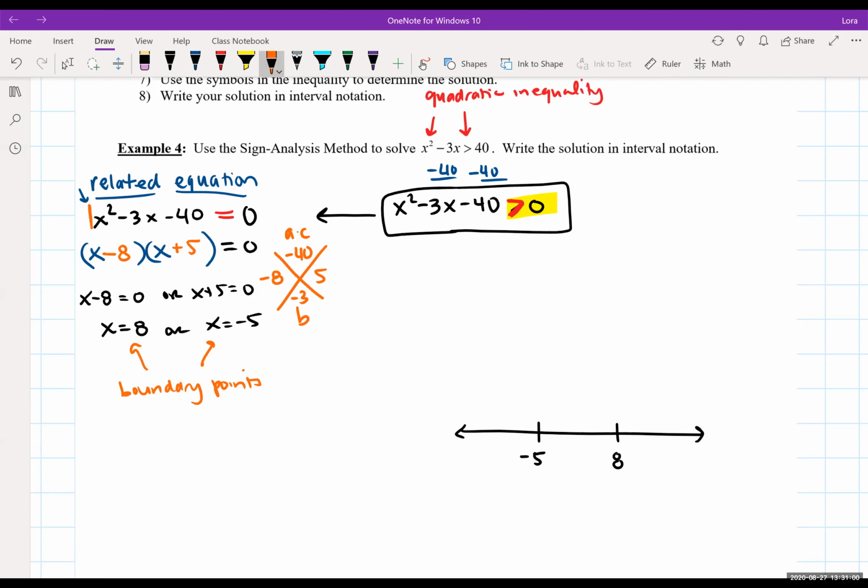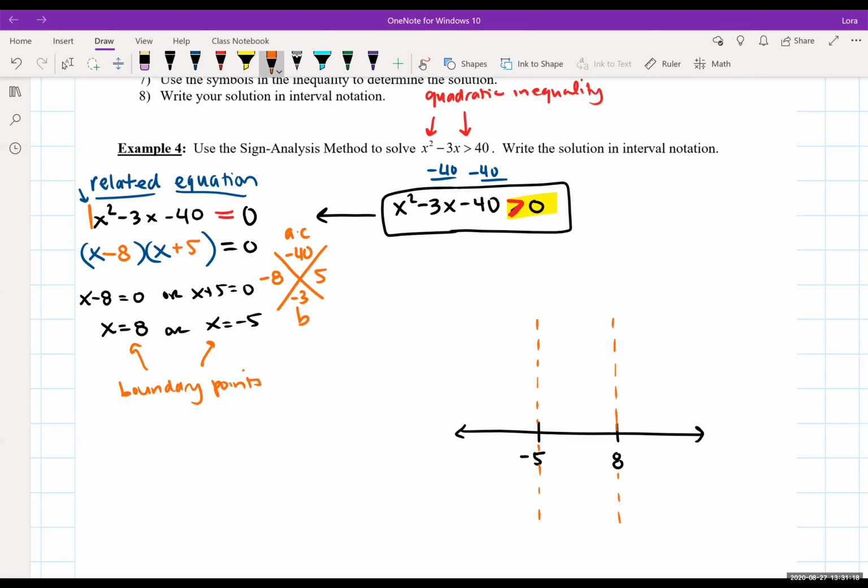After this, what these boundary points do is they separate the number line up into 3 different regions. We have the region before -5.